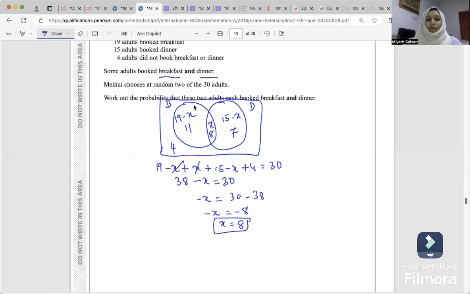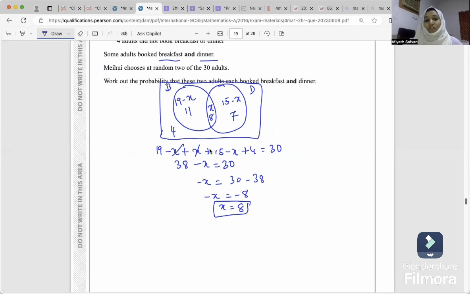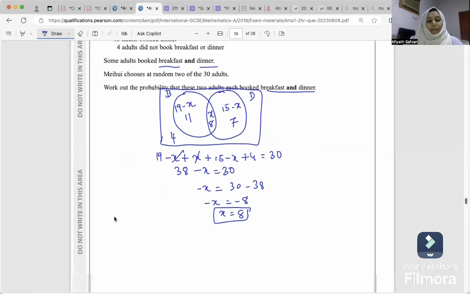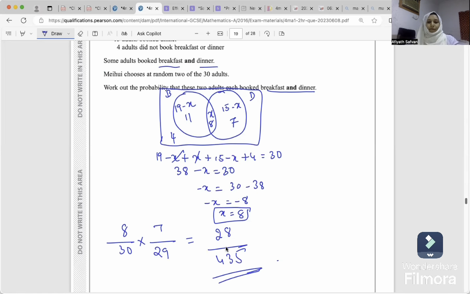Therefore, we need to find the probability that two adults each booked breakfast and dinner. So, how many of them like the breakfast and dinner together? Which is going to be 8. Therefore, it is 8 over 30 times 7 over 29 because it is non-replaceable. So, 8 times 7, 56, divided by 30 times 29, which is 28 divided by 435.